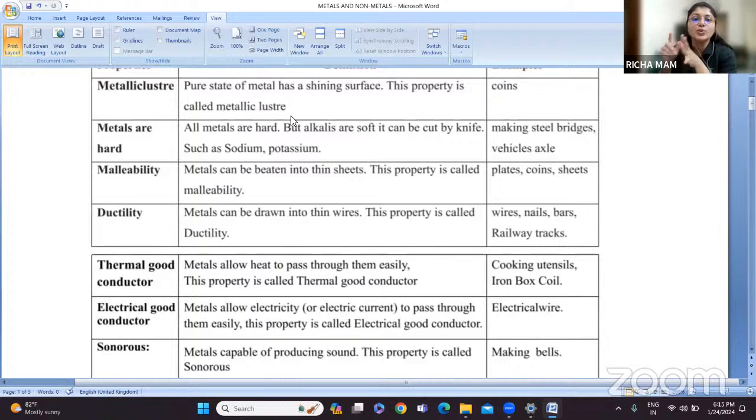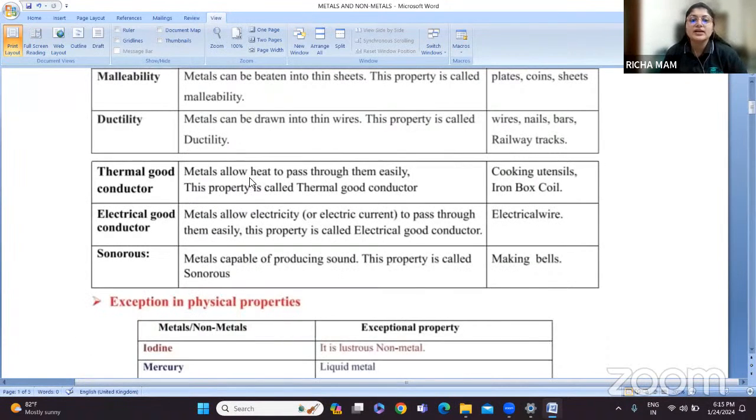Remember that only metals can be converted into thin sheets and thin wires. When converted into thin sheets, the property is called malleability. When metals are converted into thin wires, this property is called ductility. Remember these things. Fine. Next, metals are good conductors of heat.